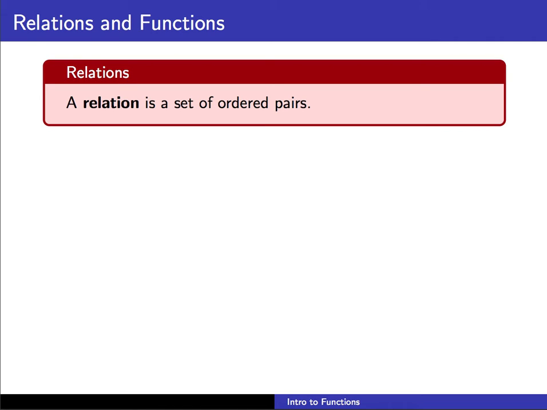A relation is simply nothing more than a set of ordered pairs. That's really all they are, an x and a y for the most part. But it doesn't have to be x and y, it could be anything else that has some order to it, like maybe time and temperature or something.